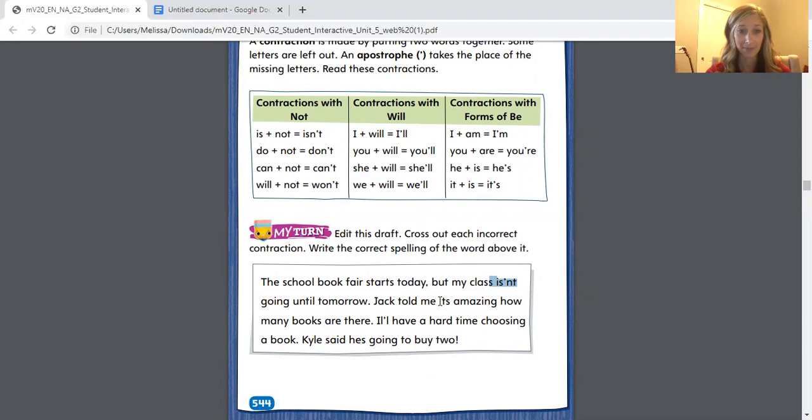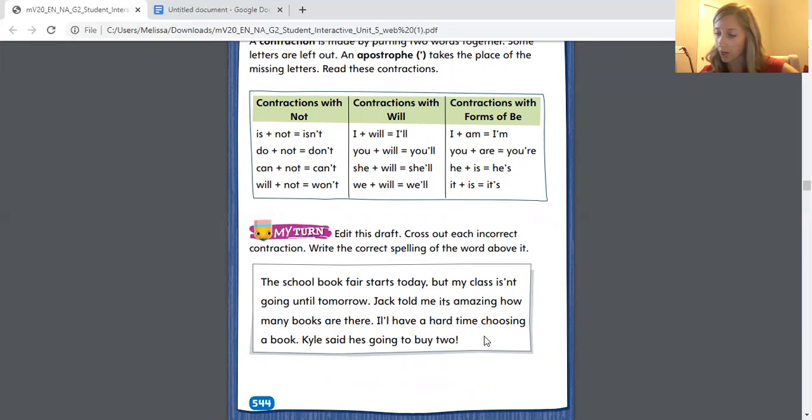Jack told me it's amazing how many books are there. It's. Is that correct? The next sentence. I'll have a hard time choosing a book. This just doesn't look right. I know that aisle is not written the correct way. Kyle said he is going to buy 2. He's. You need to turn that into a contraction because it should represent he is, and we need that apostrophe in the correct place to have that representation.